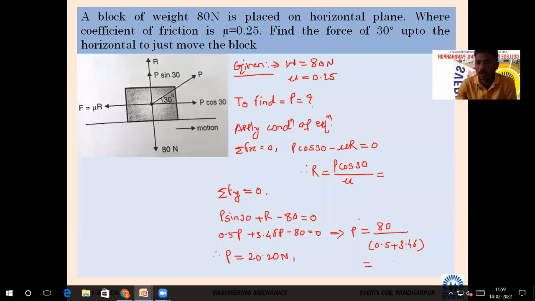Tell me what it comes to. Only we have to do calculation, nothing else. 20.20 Newton. Okay, 20.20 Newton.